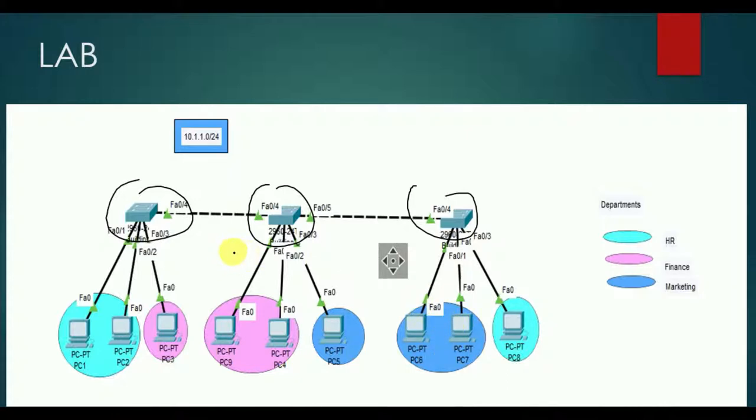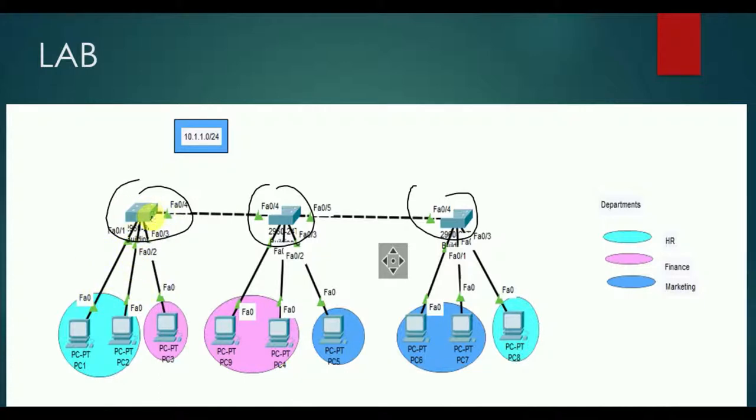But when we create VLANs in switch A, switch B, switch C, and we assign these ports, the users sitting in the HR department, the finance department, and the marketing department, we create the VLANs, we assign these ports to the VLAN, then we restrict these VLANs so they can communicate only within themselves, right? The HR department communicates with the HR department, finance with finance, marketing with marketing. So that happens.